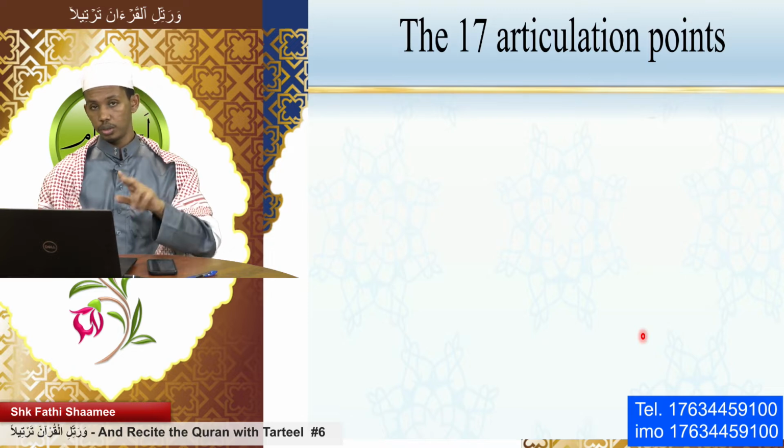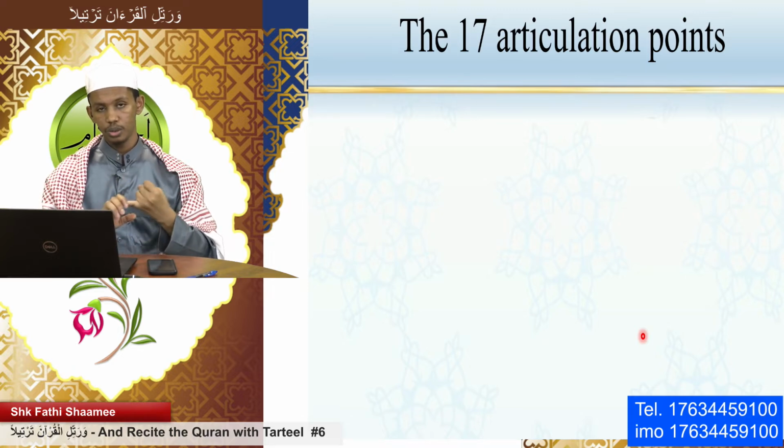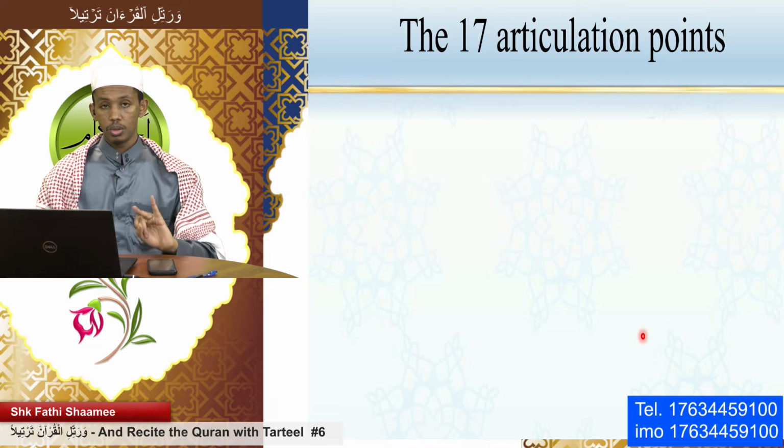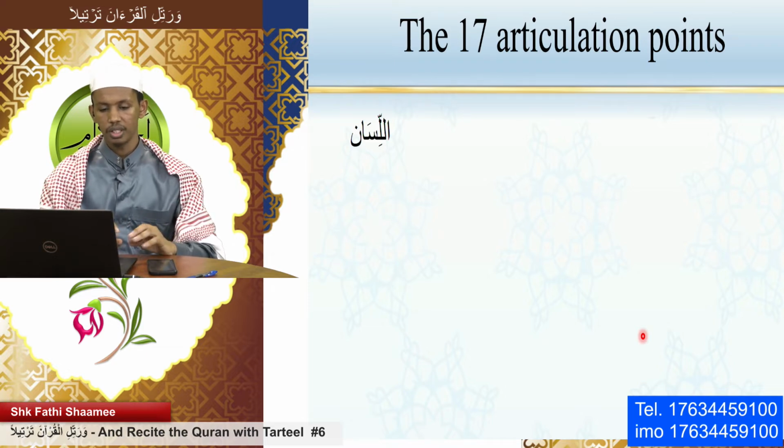So now we're done with 2 general areas, right? We did al-jawf and we did al-khalq. We said al-jawf has 1 articulation point. Al-khalq, which is the throat, has 3 articulation points, and we mentioned all those 3. So far we have 4 articulation points. So the next general area, which has the most number of articulation points, is al-lisan.